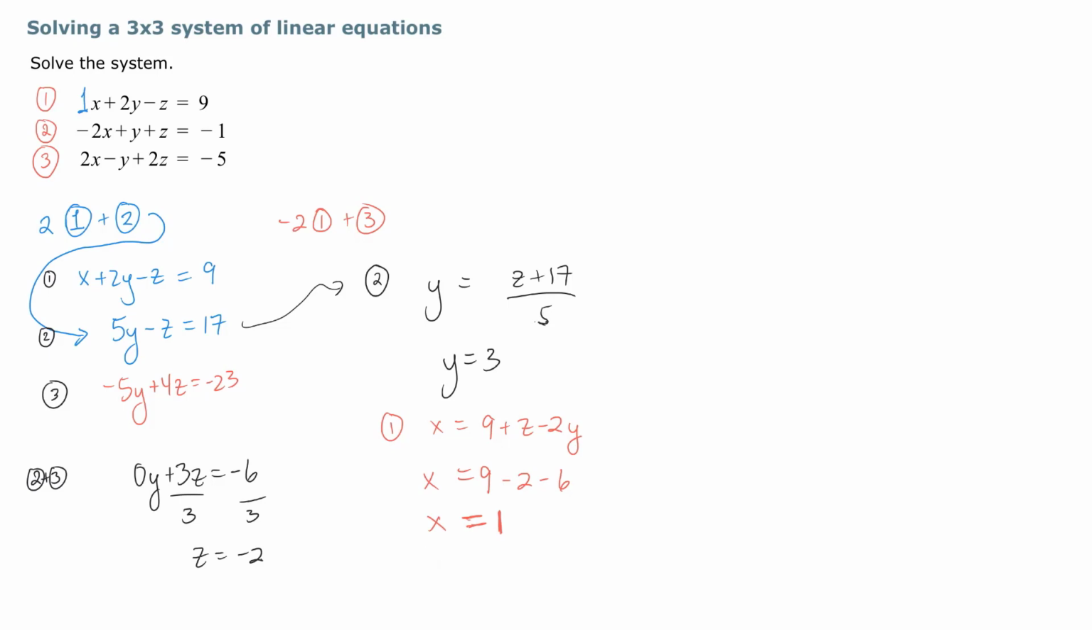So what is our solution set? Our solution set consists of a unique solution. In fact, it is a unique ordered triple. This is singular, by the way. We only have one solution, and that one solution is a set that consists of one ordered triple. It's a set consisting of a unique ordered triple.